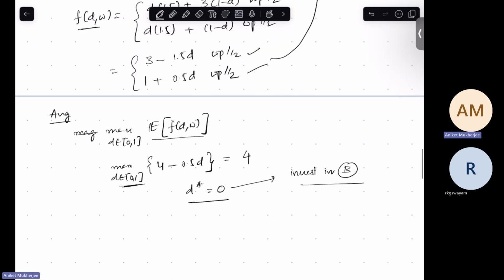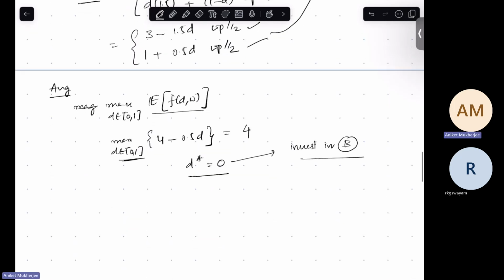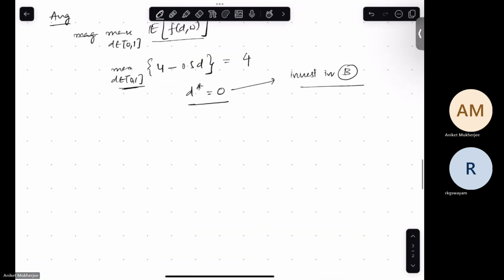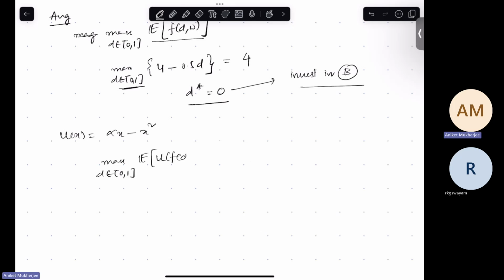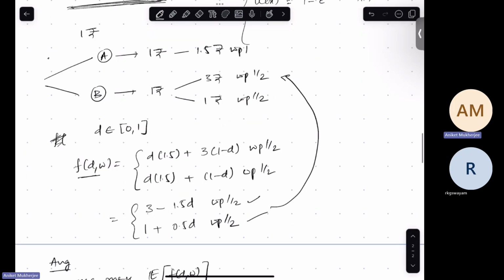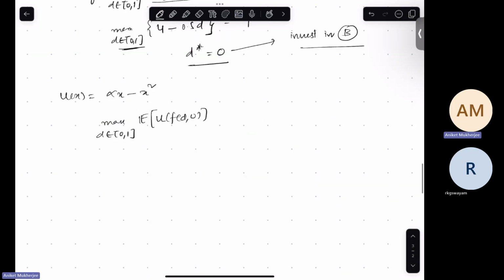Now, if I use a utility function, the utility function is u(x) = alpha x minus x squared. And now I maximize over D belonging to [0, 1] the expectation of the utility of f(d, omega), right? This utility, I'm introducing it later so that I'll be able to have a better idea of what the risk is, right?